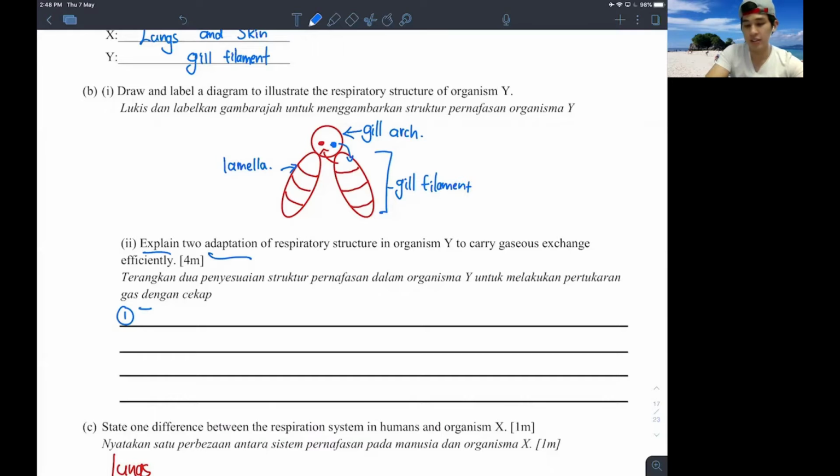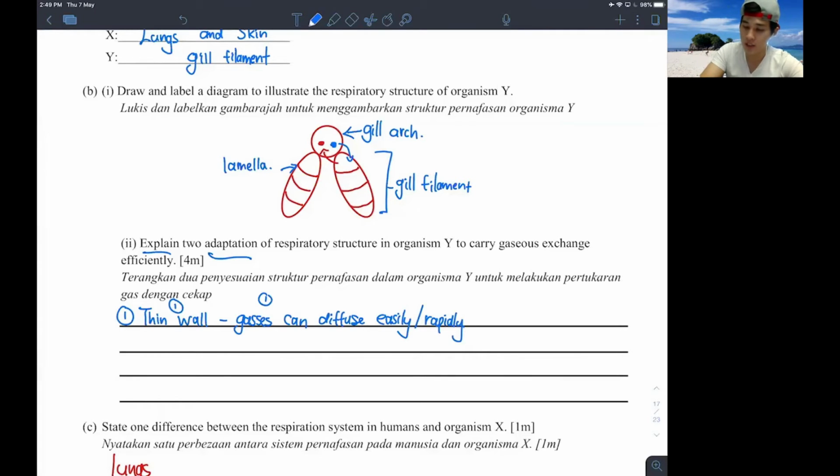Okay, can. Thin is the simplest one. So yes, you can say it has thin wall. So thin, how to explain? So the wall is thin. I'm going to explain adaptation. So I've said thin is 1 mark. Another mark for it to explain: gases can diffuse easily, or you can say rapidly also can, because if it's thin, I can pass through it easier.